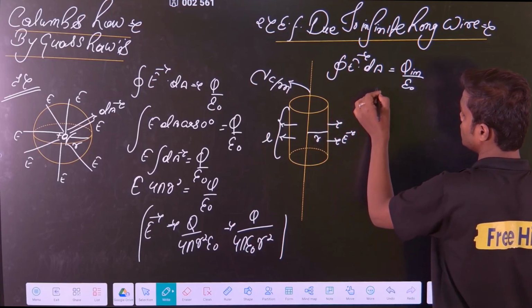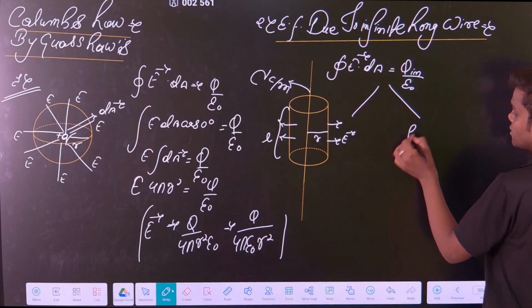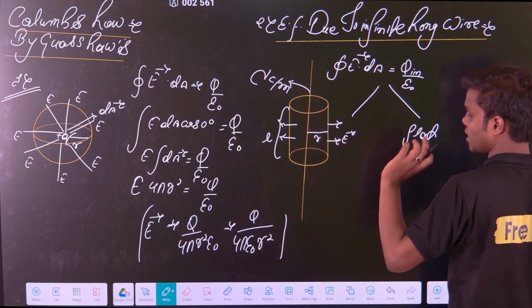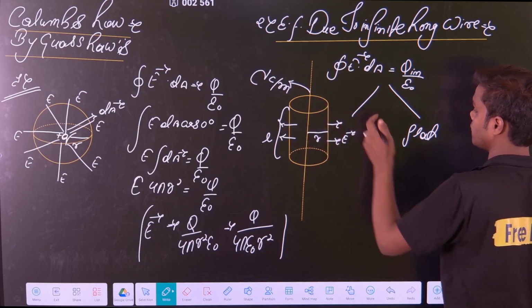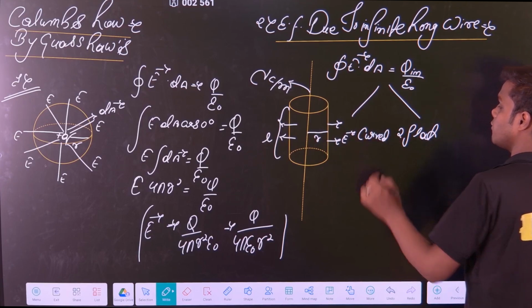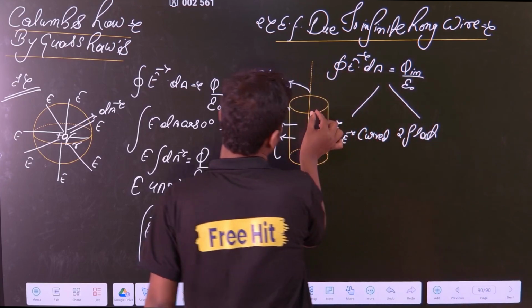See, there are two kinds of surfaces here. We have two flat surfaces and one curved surface. If you calculate for the two flat surfaces, you will get E dot dA is equal to 0.